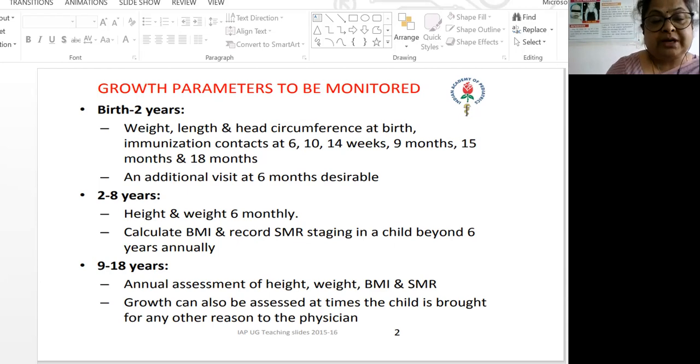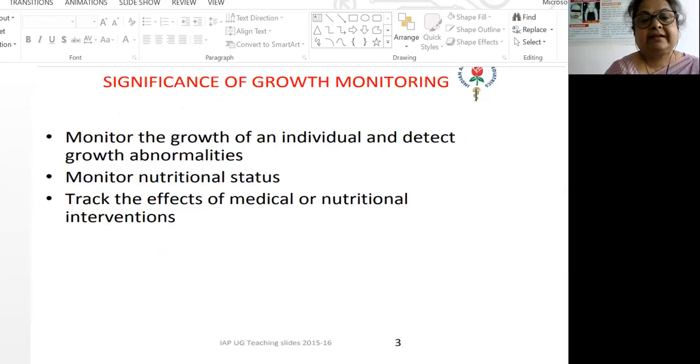Then between 2 to 8 years, height and weight at 6 monthly, then calculate BMI and record SMR, Tanner staging in a child beyond 6 years annually. 9 to 18 years, annual assessment of height, weight, BMI, and SMR, that is the sexual maturity rating. And growth can also be assessed at the time the child is brought for any other reason to the physician. That time also you can record all these things.